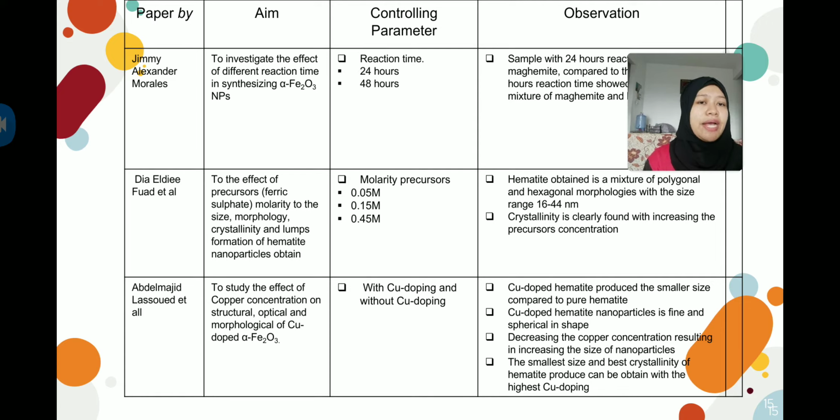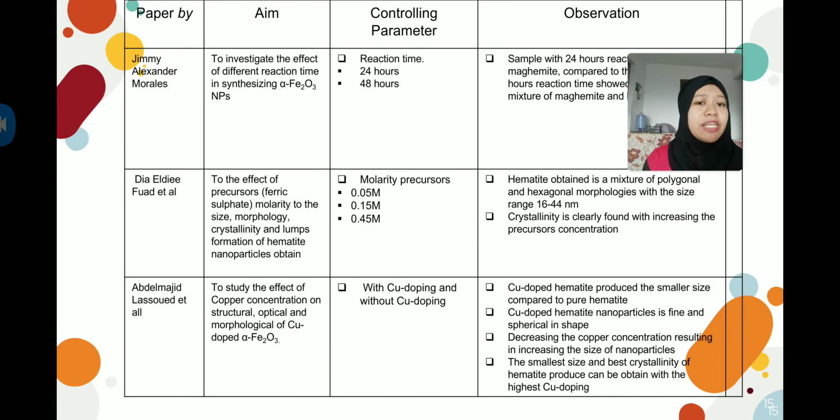Then DLD Fuad wanted to observe the effect of the precursor, which is ferric sulfate, the precursor molarity, on the size, morphology and crystallinity of the hematite nanoparticles obtained. So the only controlling parameter is the precursor molarity. What they found is that the hematite obtained was a mixture of polygonal and hexagonal morphologies with a size range of 90 to 44 nanometers, and the crystallinity clearly improved with increasing precursor concentration.